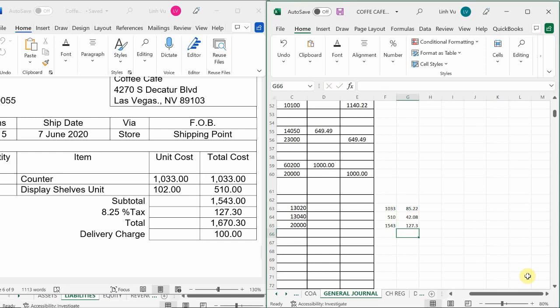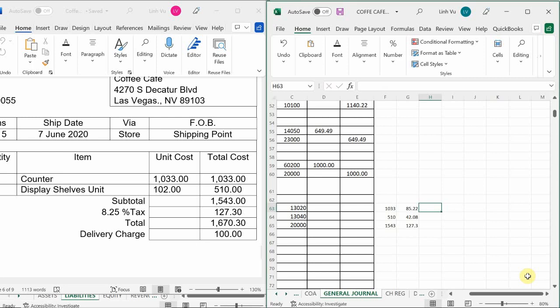So what do I do with the shipping? Is shipping going to be part of the total cost of the asset? Yes. Okay, so I already gave you the hint from the very beginning: the counter is obviously going to weigh way more than just simple display shelves. So what I told you to do is split it 75% to the actual counter and 25% to the display shelves.